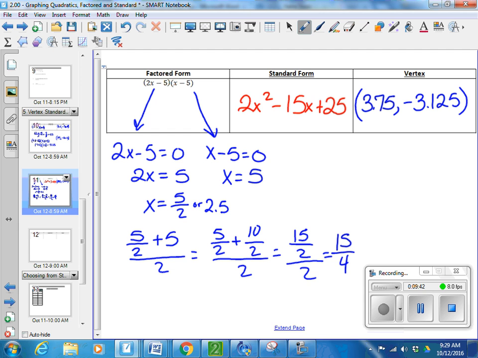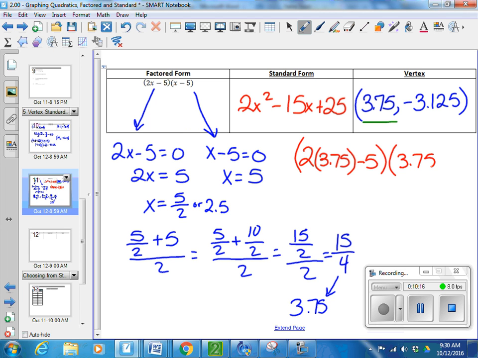15 over 4. Now that should look familiar because remember, as a decimal, that's going to become 3.75, which is again our same vertex. Okay? But to finish things out, we can now plug that value into our factored form. So we would have 2 times 3.75 minus 5, and then 3.75 minus 5 in the second binomial.